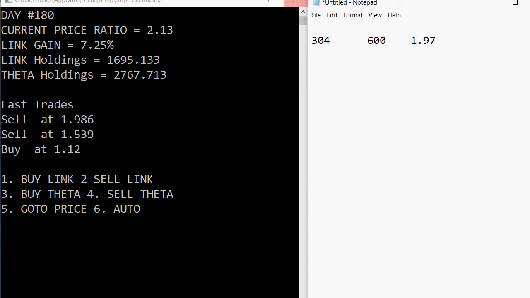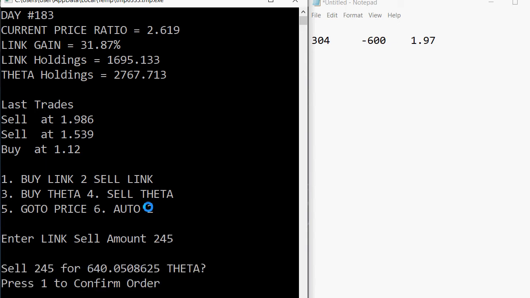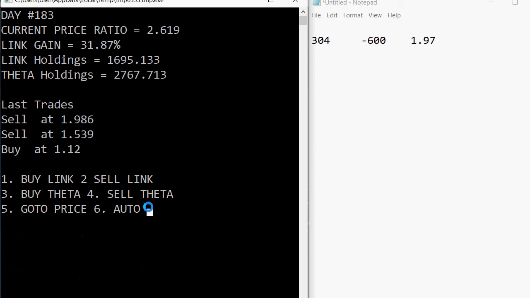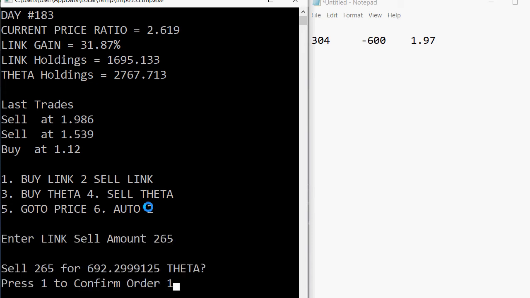Okay, so let's go to the next one now. Day number 180 is where we're at. So move to 183. 3 days go by. 31.87% gain for Link. So we'll now complete all of the seeds here. That's we had 304 of a gain. I mean, going from 2 to 260, so it's not bad. If we go 245 or so, that's not enough. I need more than that. So maybe 265, and we'll get good gains on both coins that way.